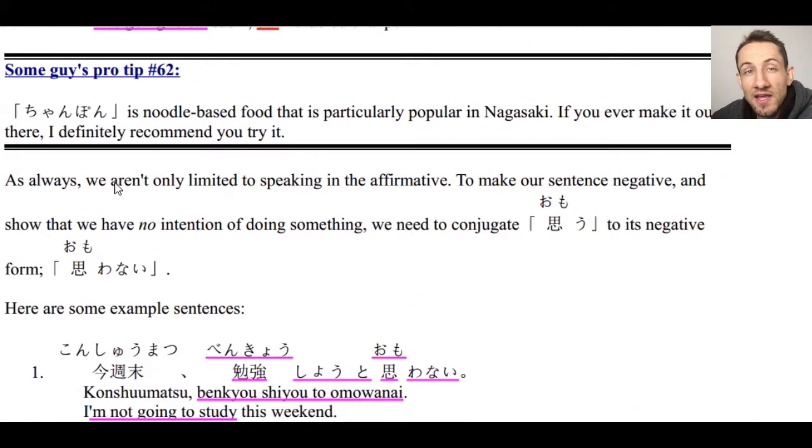But anyway, as you can imagine, we aren't limited to only speaking in the affirmative, or what we are or what we were planning to do.